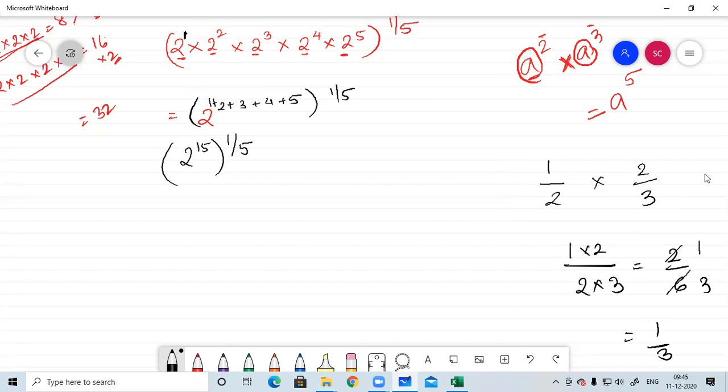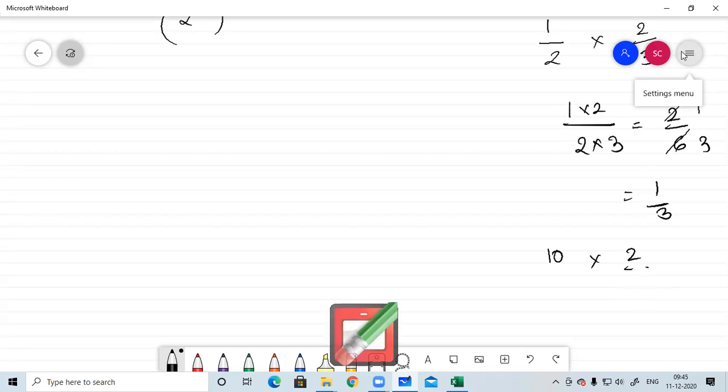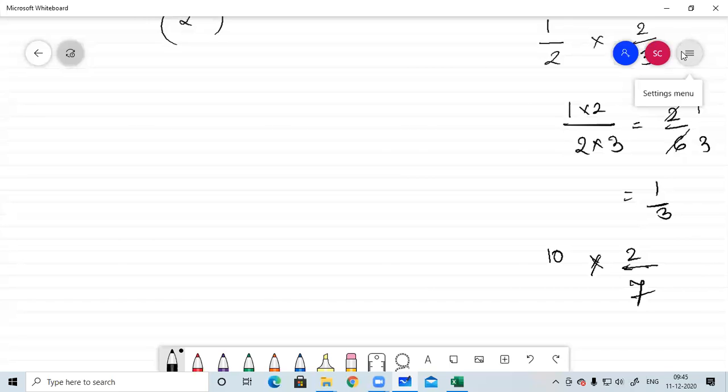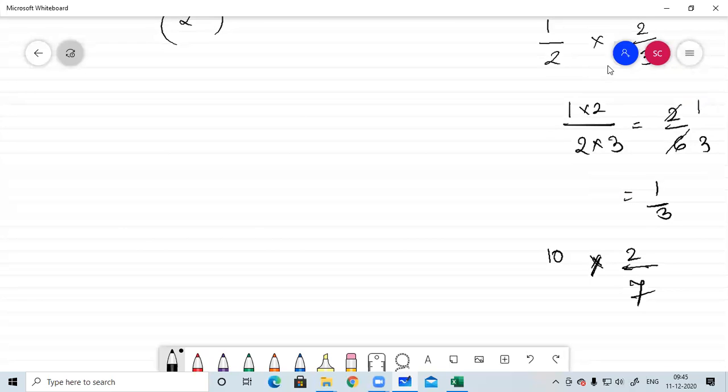Now, why I'm telling you this is because it is going to help us solve the further thing. Now suppose I have something like this: 10 into 2 upon 5, or let's say 2 upon 7 for that matter. How do I solve this? Very simple: when I say 10, I simply mean 10 upon 1. You understand what I'm saying? You can directly do 10 into 2 divided by 7.